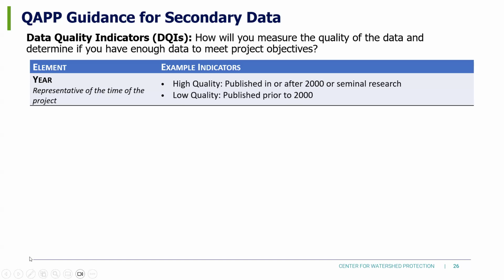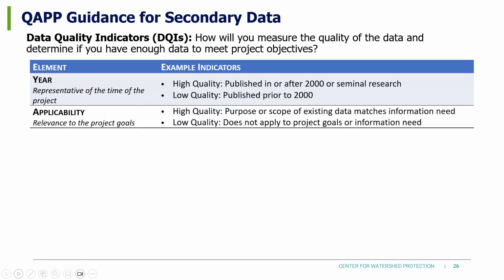First up, their first DQI, an example indicator, the element was year, which is representative of the time of the project, which aligns with their acceptance criteria. For high quality existing and secondary data, they categorized that as data that was published in or after 2000 or any seminal research. What they considered low quality was documents or research that was published prior to 2000. Go to the next one.